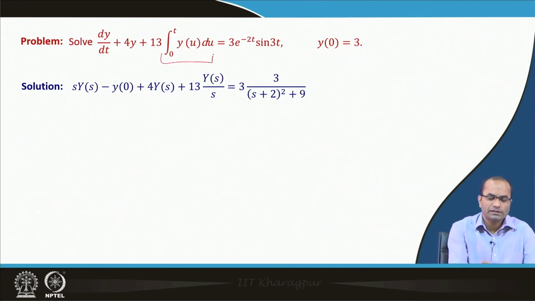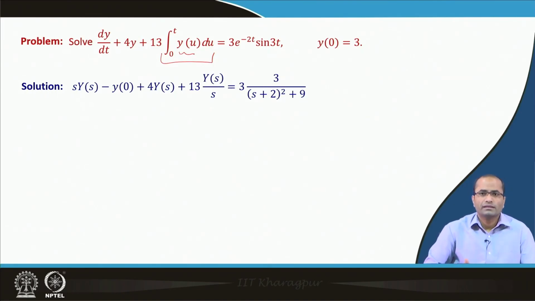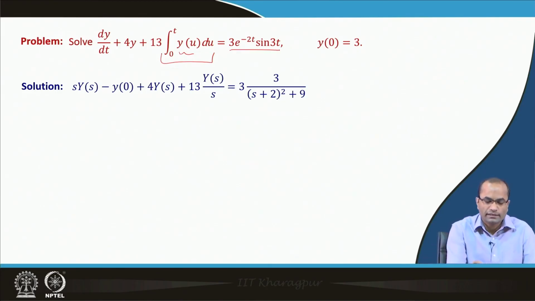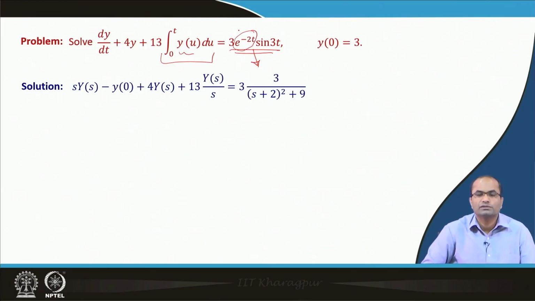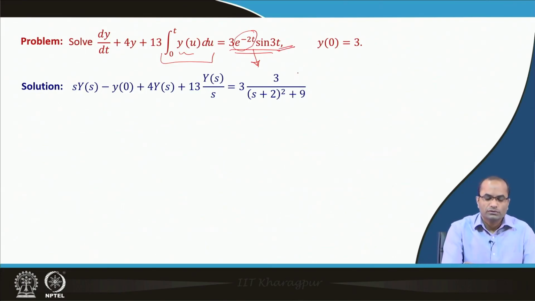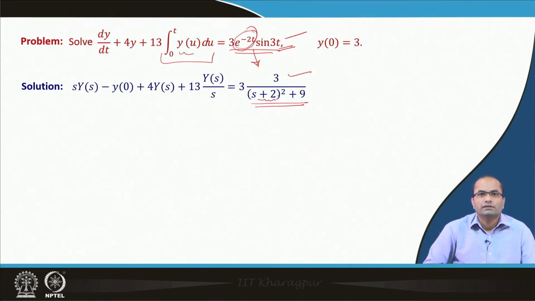The other possibility, as we have seen in the previous lecture, is that if we have a convolution type integral, that can also be handled using Laplace transform by applying the convolution theorem. On the right hand side also we need to take the Laplace transform. We need to use the shifting theorem, because e power minus 2t is there with sin 3t. The Laplace transform will be 3 over s square plus 9 for sin 3t, and due to e power minus 2t there will be a shift. So s is replaced by s plus 2.